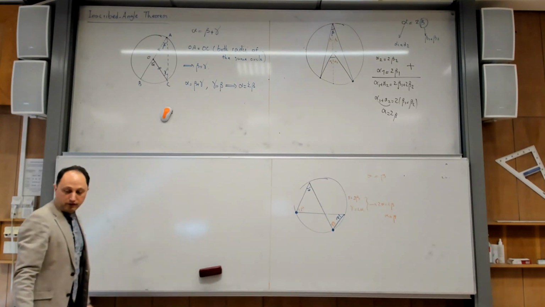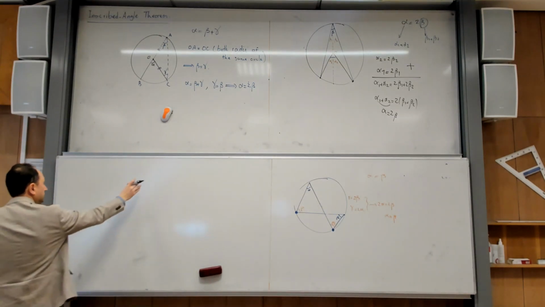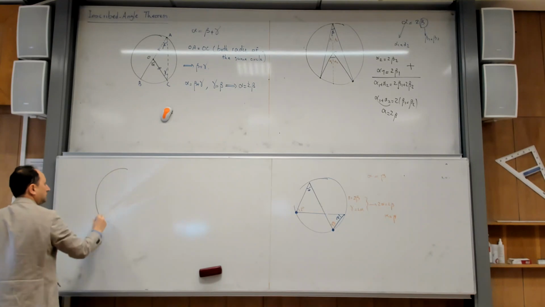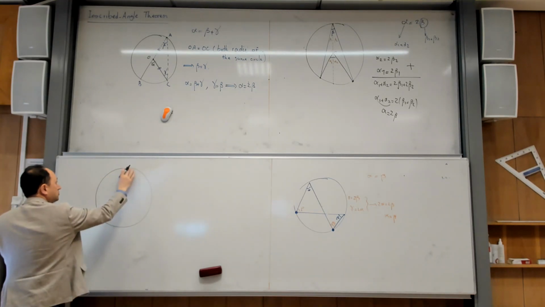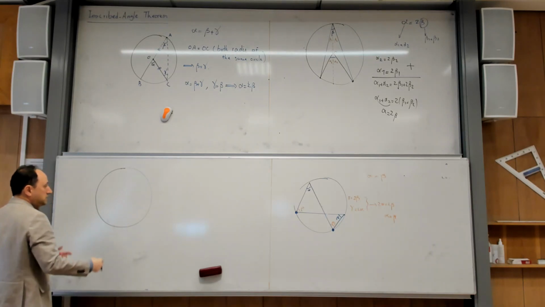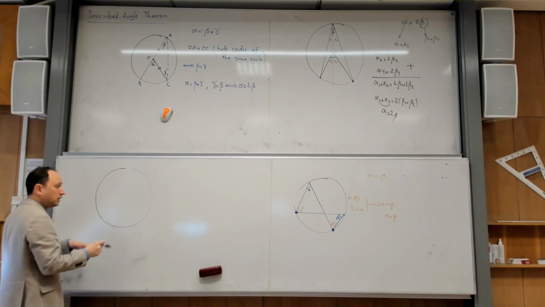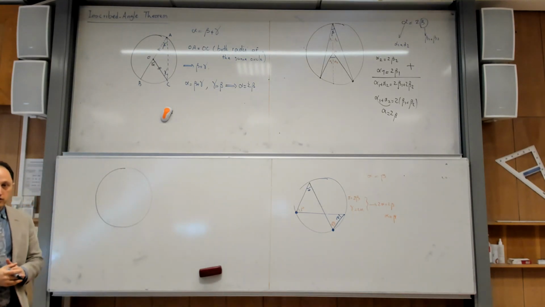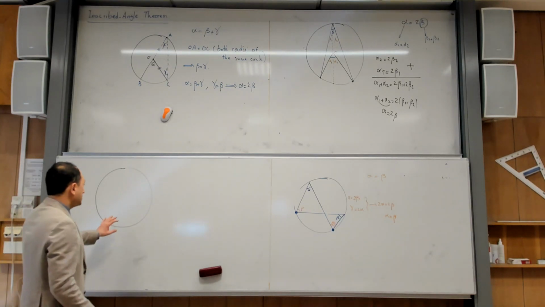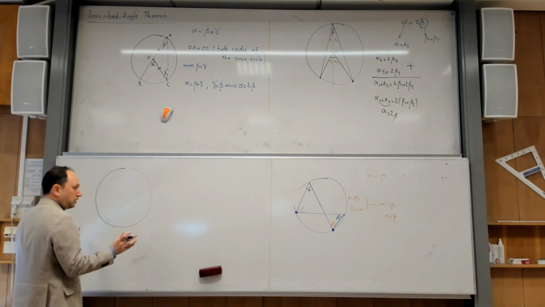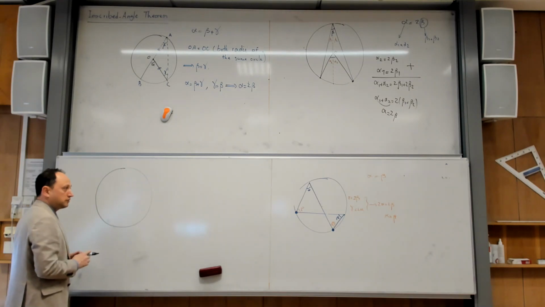If you have a circle, when I ask you to inscribe a polygon here, it means draw the polygon in a way that the vertices all lie on the circle. But sometimes, of course, it is not possible at all. You cannot satisfy this condition for any polygon.